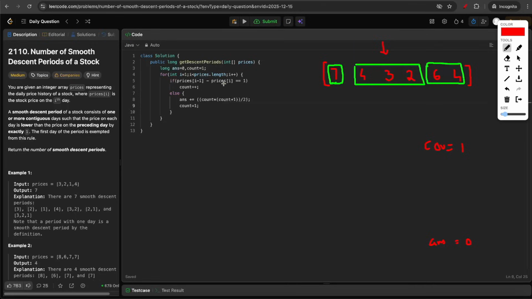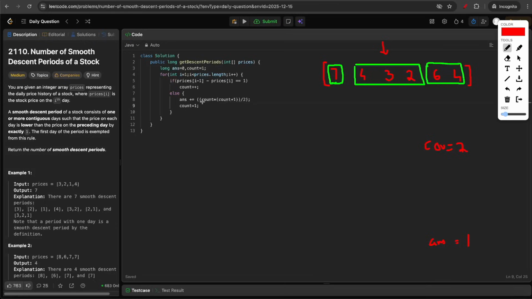So next, when we move to the next iteration, when I equal to 2, we see that price of I minus 1 minus price of I is exactly equal to 1. So from 4, it is exactly decreasing by 1. So we increase the count. So count will become 2. Also in our answer, we previously made 1 into 1 plus 1 by 2, so answer will be 1 so far. So now count equal to 2. That means we have found 4 and 3, which is contiguous of size 2.